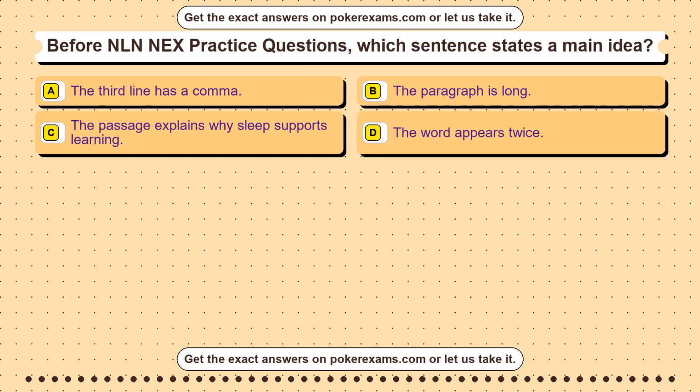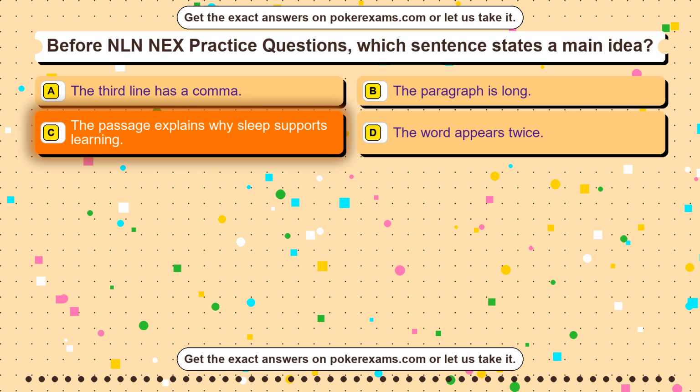Question 35. Before NLN NEX Practice Questions, which sentence states a main idea? Option A, the third line has a comma. Option B, the paragraph is long. Option C, the passage explains why sleep supports learning. Option D, the word appears twice. The correct answer is option C.